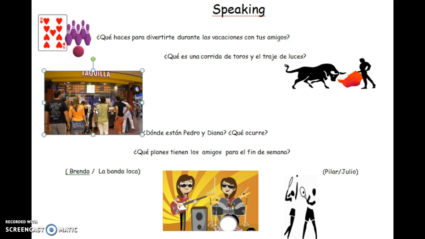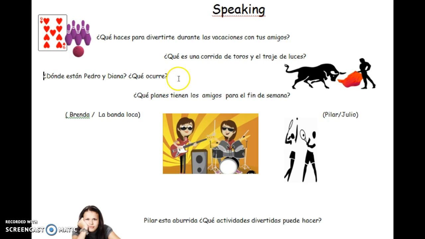In some cases, you may not have a picture at all, and they're asking you, ¿dónde están Pedro y Diana y qué ocurre? And then you have the freedom of producing your response based on what you think should be a correct answer for that question. Now, let's look at the next one. In this case, ¿qué planes tienen los amigos para el fin de semana? In this case, we have the statement los amigos, and you have Brenda, and it's telling you that they're going to perhaps see a musical group called La Banda Loca, or Pilar and Julio, and the clue should be to play tennis.